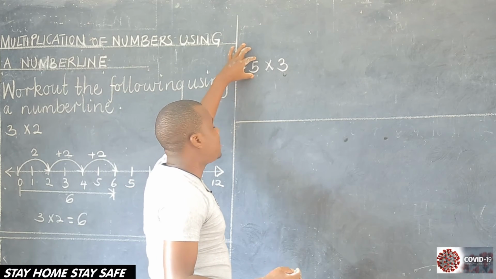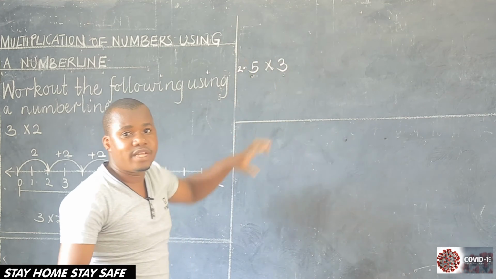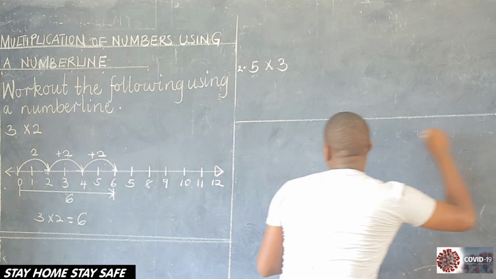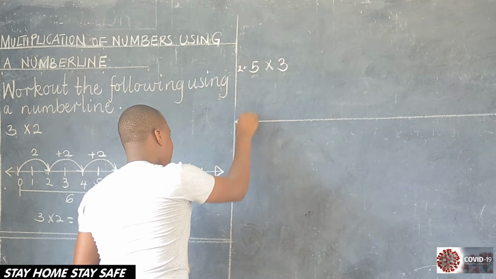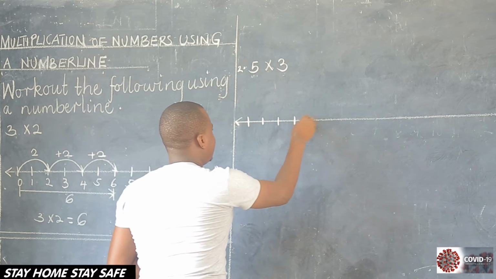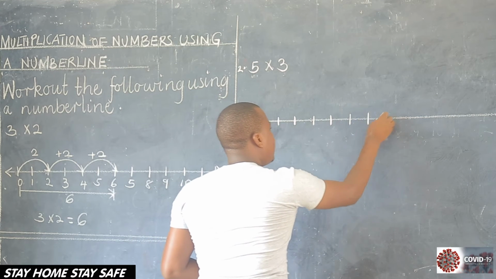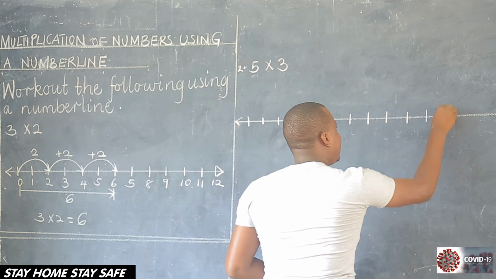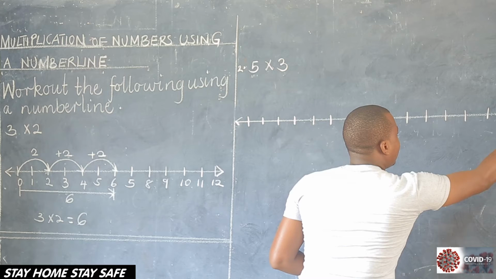The first number stands for the number of jumps. Then the second number stands for the number of steps in each jump. So I'll have an arrow here and an arrow there. Then I indicate my integers in equal distance smartly. You are not measuring, but you make sure they are in equal distance from one integer to another.